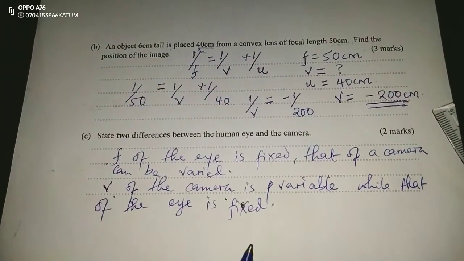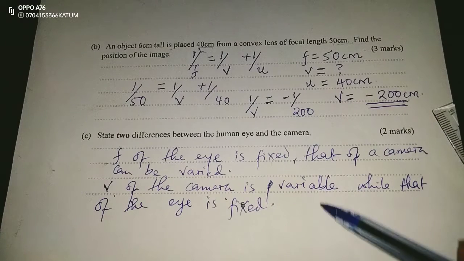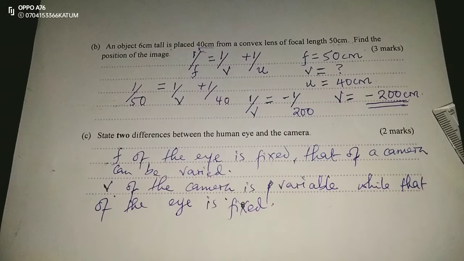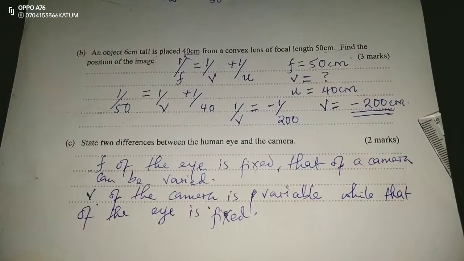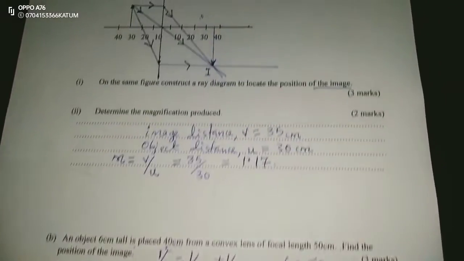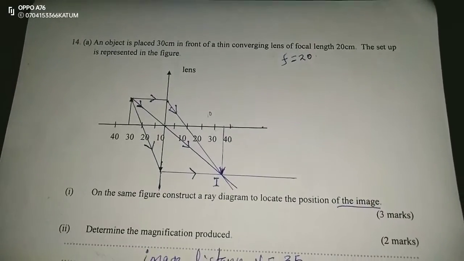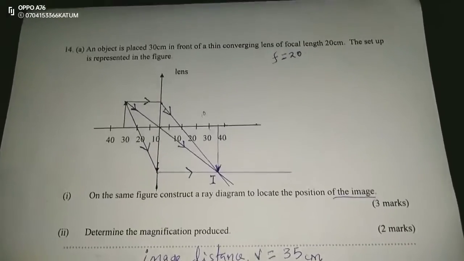Remember, we just wanted two differences, but I can add a third one: for the human eye, at the same time, we can form multiple images, but for a camera, only one image can be formed at a particular time. So those are the differences we have between the human eye and the camera.